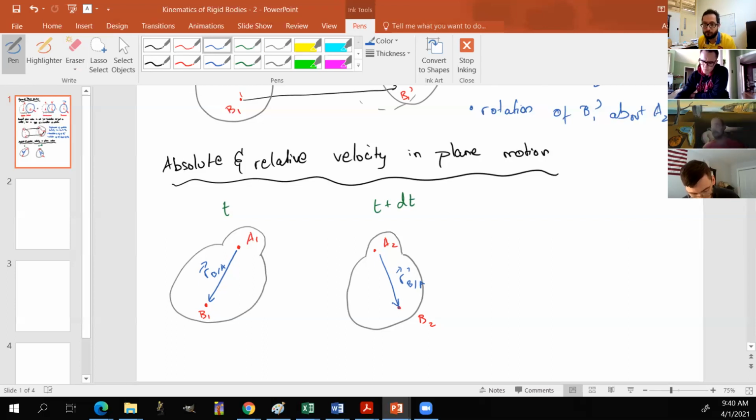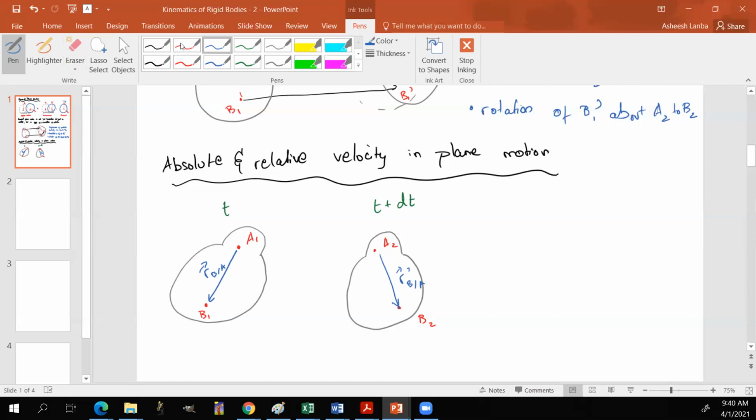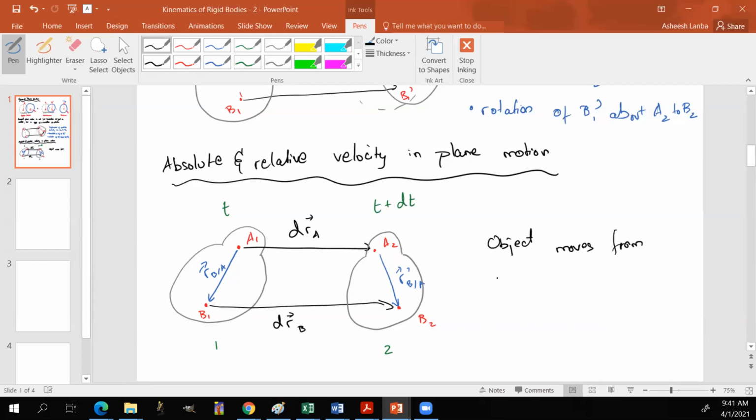Okay, and then let's define that this point A has moved by a really small vector dra, and the point B has moved by a really small vector drb, like that, right? So we're moving from position 1 to position 2, and what's happened is that the object moves from position 1 to position 2, and it has both translated, right, and rotated.